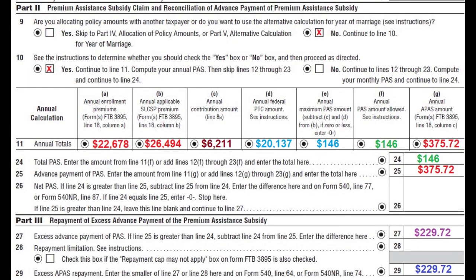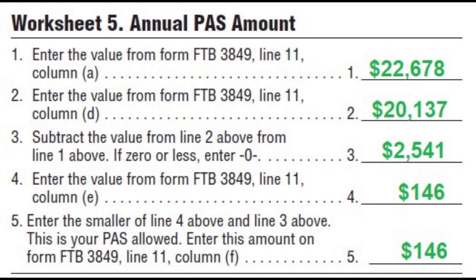$20,137, and then column E is just a subtraction of the different amounts to determine what the California subsidy should be. So they're just subtracting C and D from the second lowest cost silver plan, and that comes up to $146. Column F is then used to determine if they were eligible for a subsidy, because there can be some cases where the federal subsidy is large enough and pays for all of what they should be getting within the applicable figure. And so oftentimes worksheet number 5 will just confirm what has already been calculated.